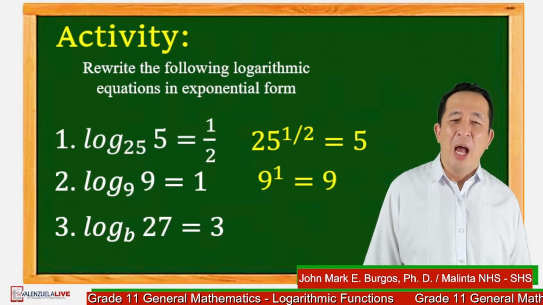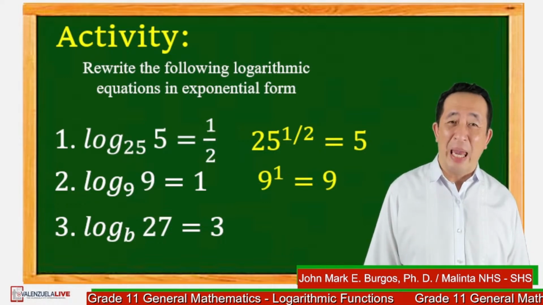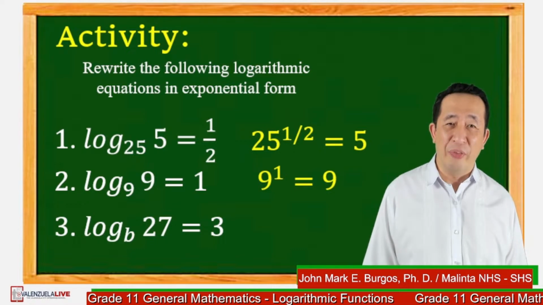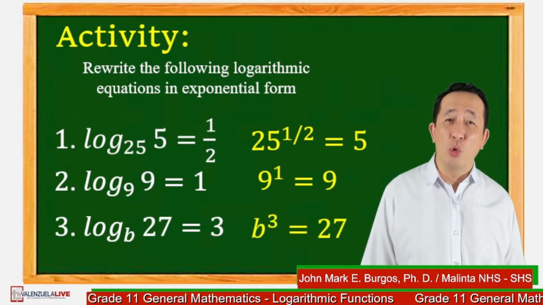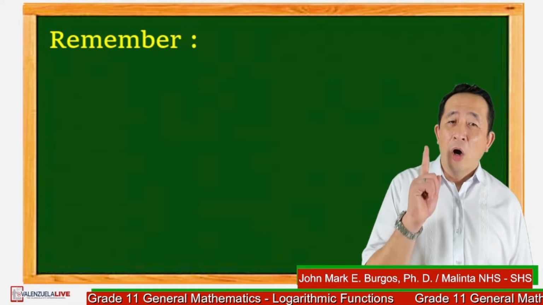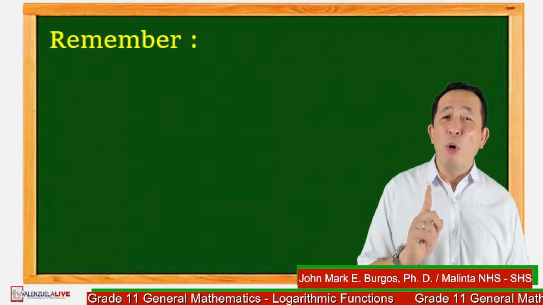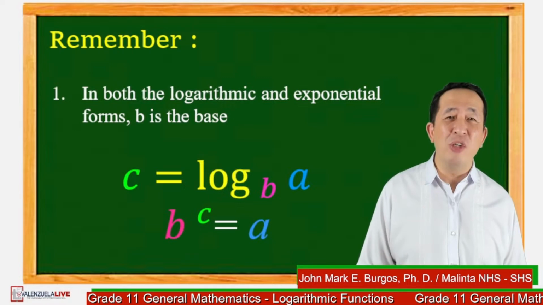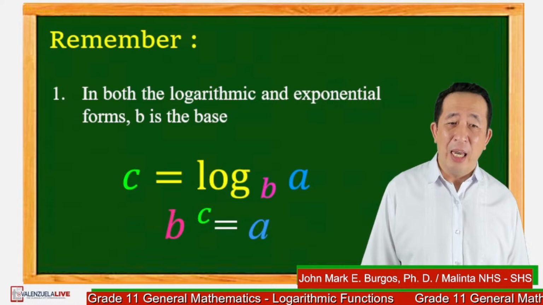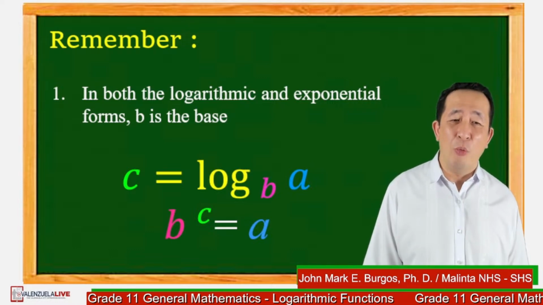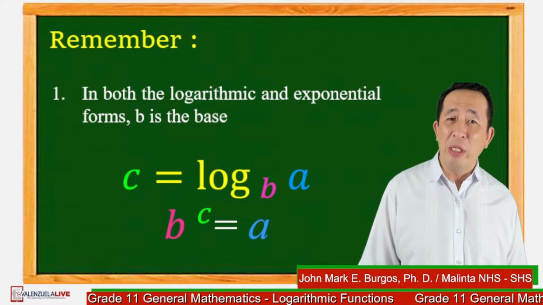Number 3, logarithm of 27 with base b is equal to 3. The answer is b raised to the power of 3 is equal to 27. Always remember, in both the logarithmic and exponential forms, b is the base, such that c is equal to logarithm of a with base b. And if you're going to transform that into an exponent, that will be b raised to the power of c is equal to a.